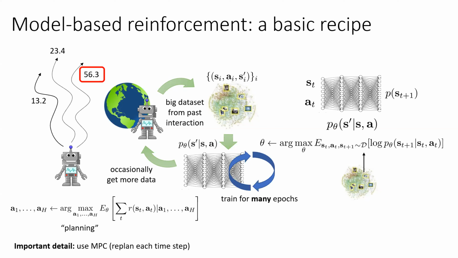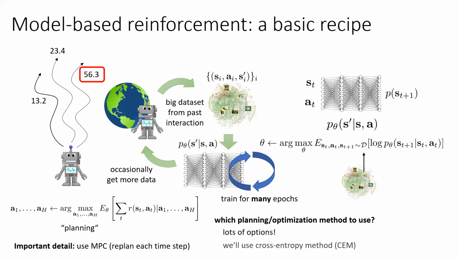A very important detail in practice is that if you want to actually use methods like this, it's a very good idea to do model predictive control, where you replan your action sequence every step, because that does a lot to mitigate some of the errors that would be due to incorrect models. Which planning or optimization method should you use? I'm probably the wrong person to ask that. I think there are people in this workshop who can give much better answers. I'm going to use the cross-entropy method because I know how to implement that in 3 lines of code. It's not by any means the best one.